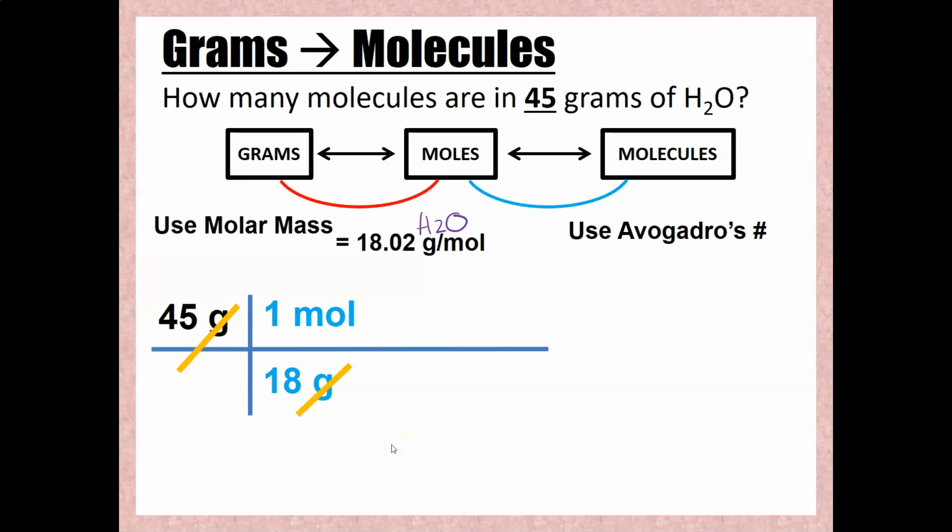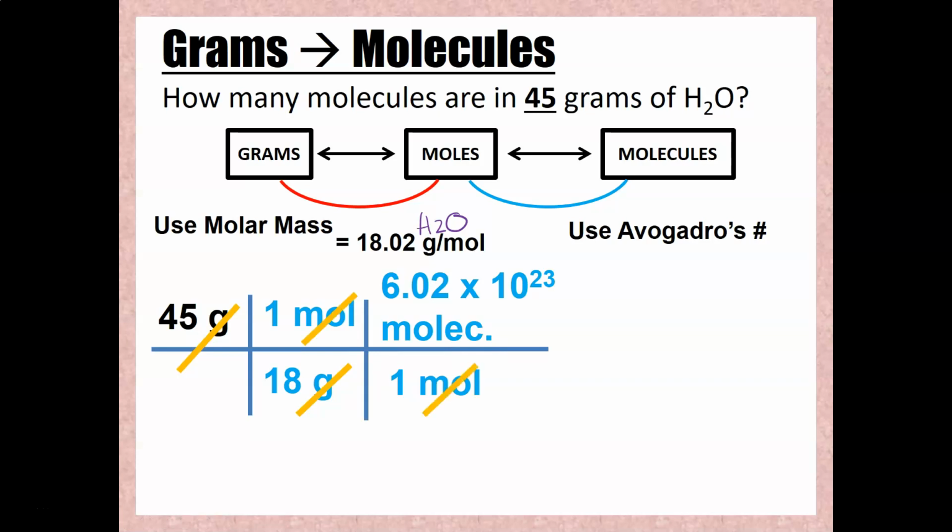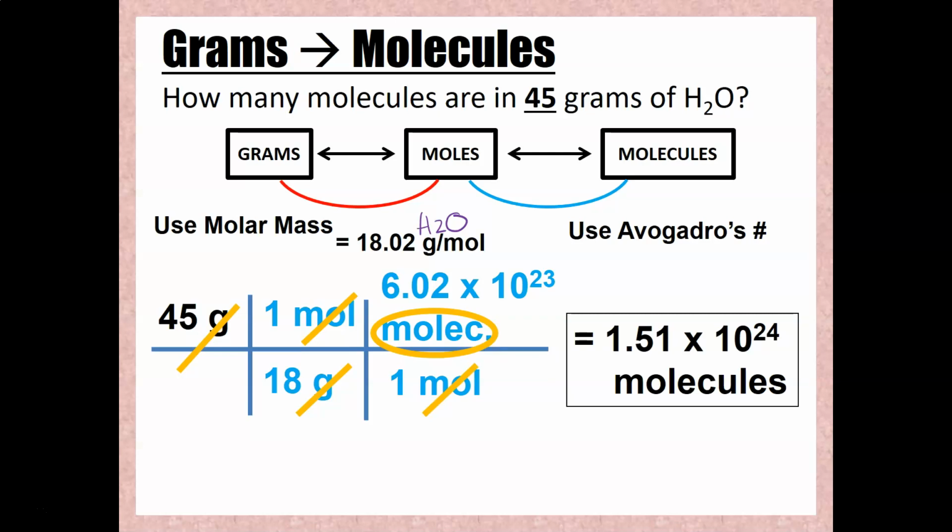So now I'm going to get rid of the moles by putting 1 mole on the bottom. Avogadro's number goes on top. Moles cancels. I'm left with molecules. Punch it in my calculator, and that's the answer that I get.